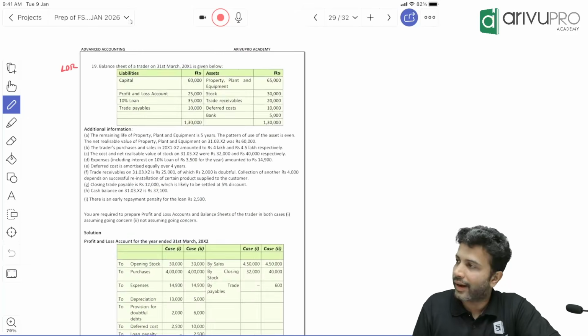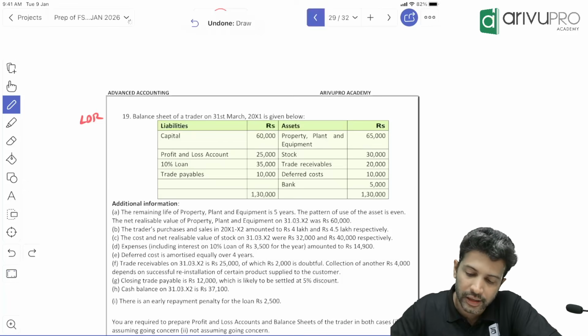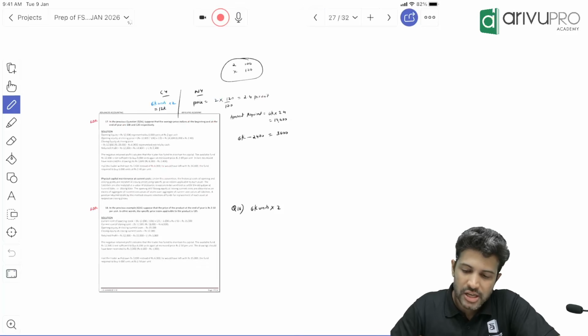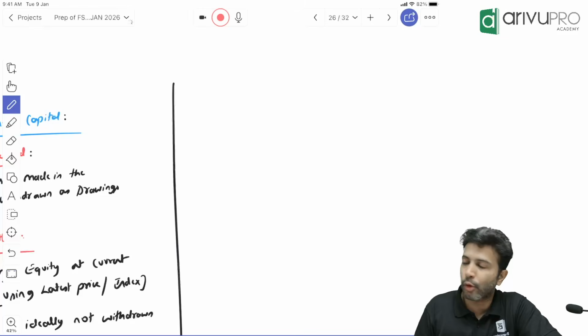Question number 19, I'll keep it as an LDR. Some concept. I think I've given you this, but maybe once more I will give a few pointers.